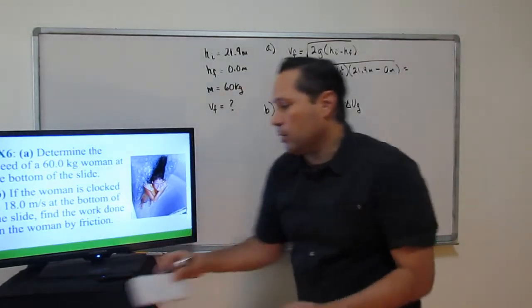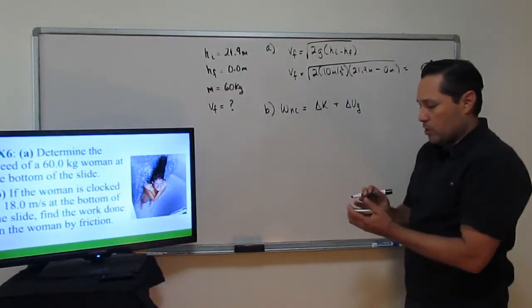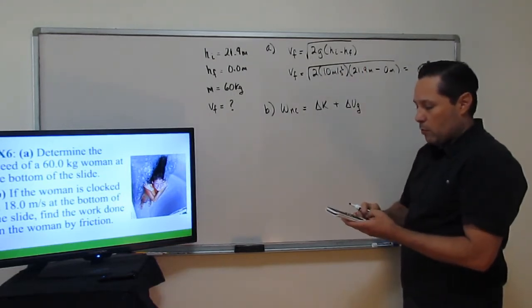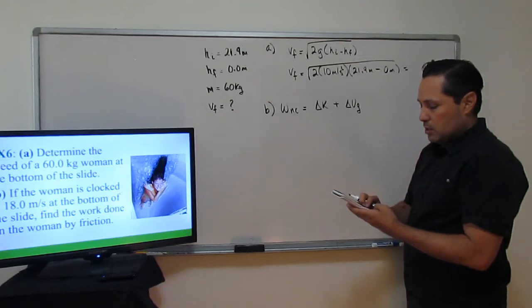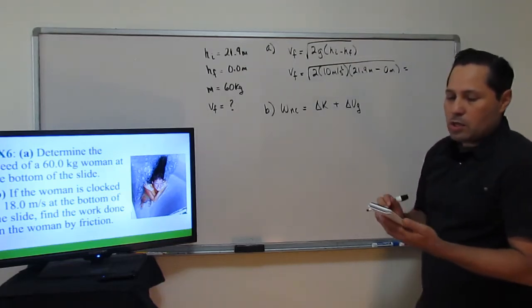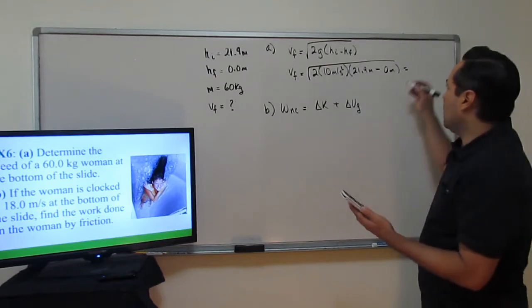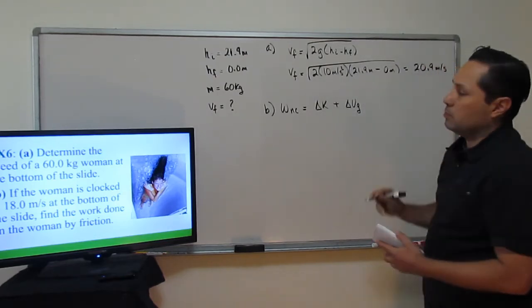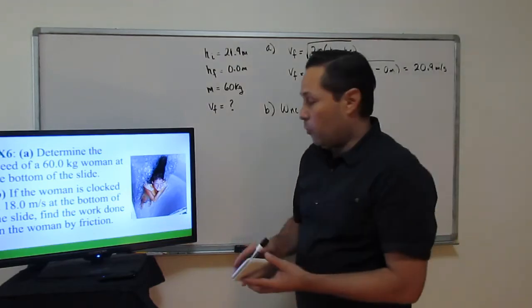Go ahead and get your calculator. You subtract first, parentheses first. So that minus that is the same value, 21.9 times 10 times 2. Then we square root it. And her velocity is 20.9 meters per second at the bottom. Alright, so that takes care of part A.